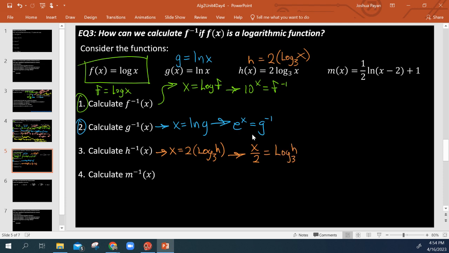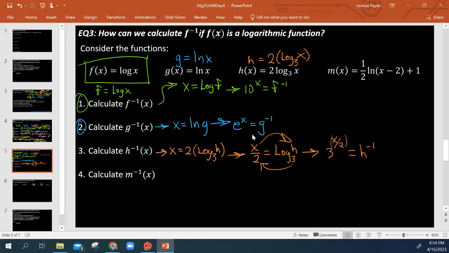Okay, so now I'm going to convert. So I'm going to draw my arrows. Right, so we see that 3 to the x over 2 power is in fact going to be equal to our h inverse, right?